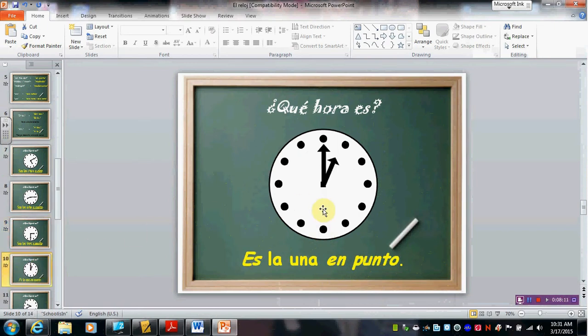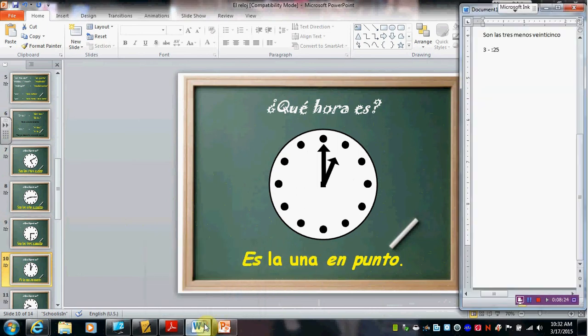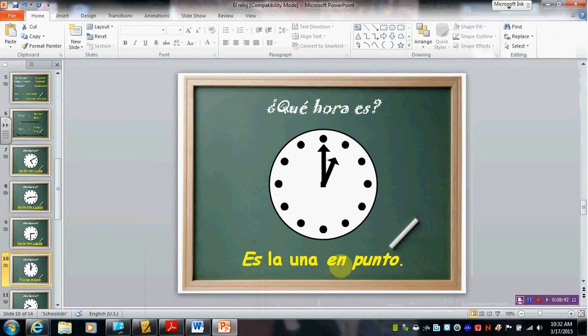Now, just like I mentioned earlier, es la una, es la is only used for 1 o'clock. And if you notice here, a little trick behind it, when you are using the clock and only for the clock, when it is 1 o'clock, instead of doing es la uno, which is usually the number 1 in Spanish, only for the clock, you're going to use es la una with an a at the end. And then on this one, we see that it's en punto because it doesn't necessarily say that it is AM or PM.